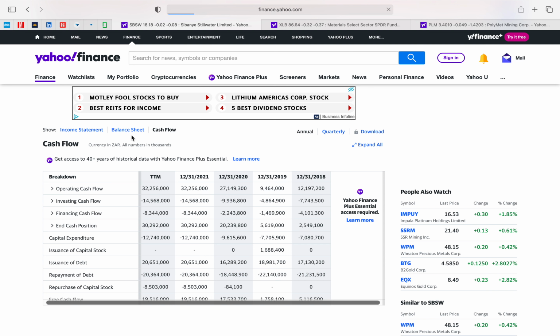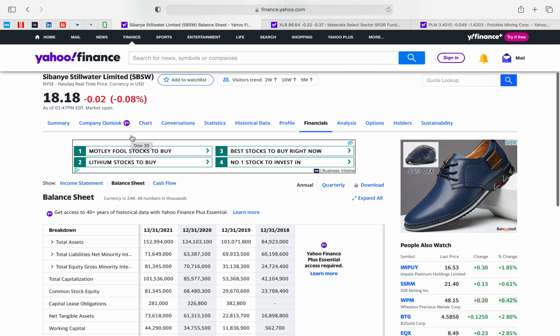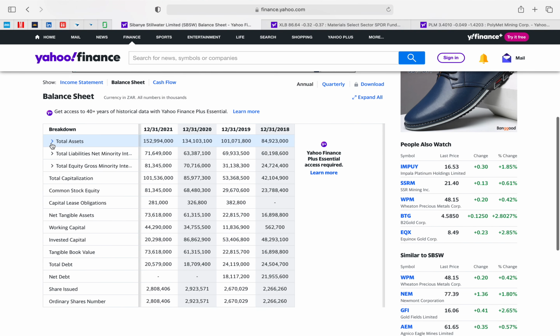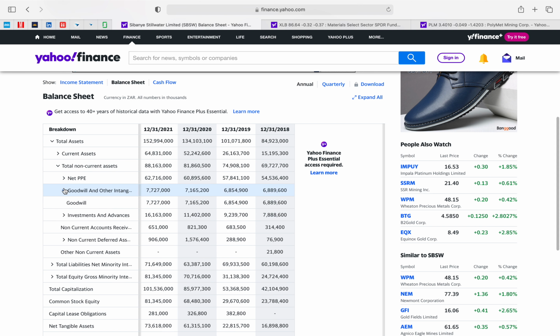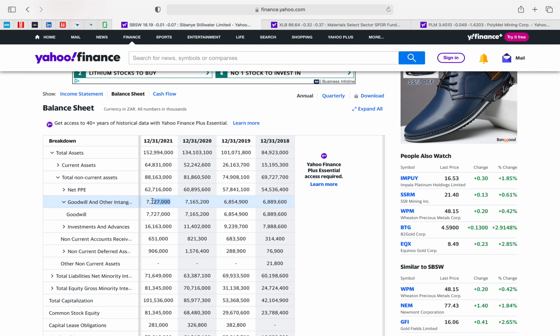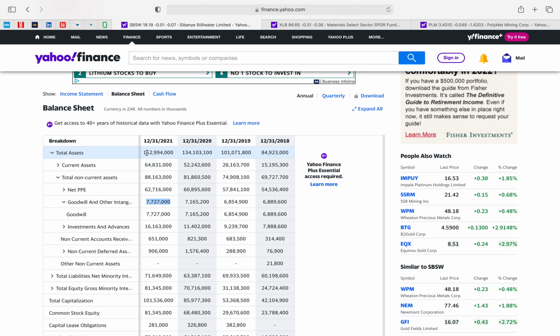Next thing that we do here is we go to the balance sheet, and we want to go under total assets, total non-current assets, and then we want to go to goodwill and other intangible assets. We basically want to make sure that the amount of goodwill that we have, compare that to our total assets, is under 20% of our total assets.